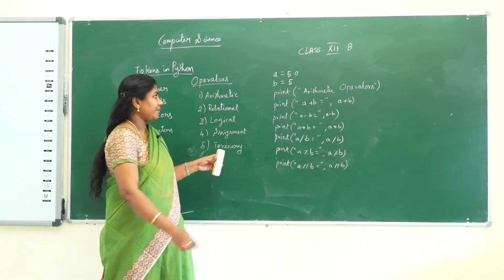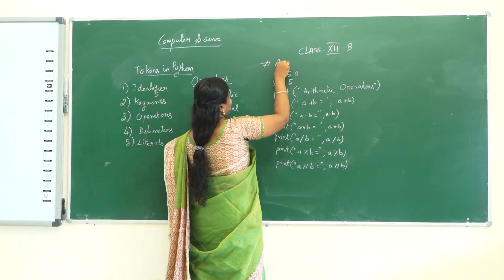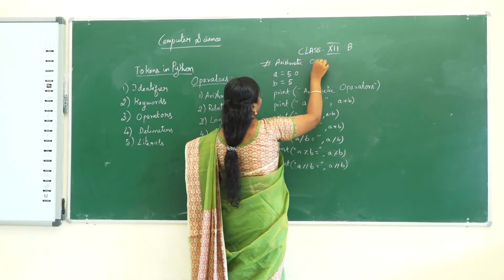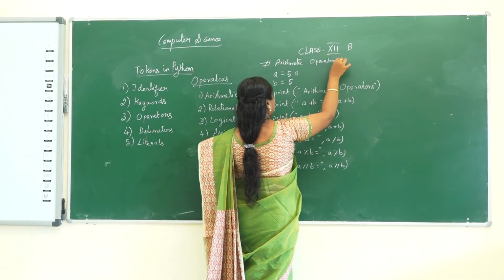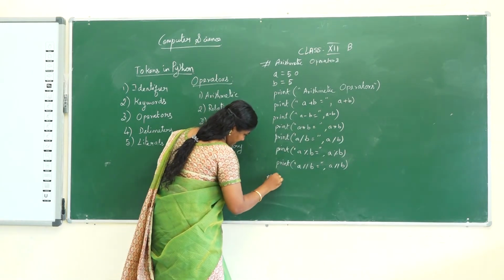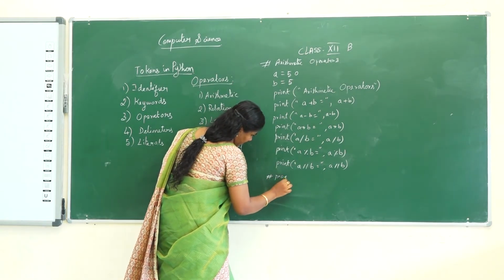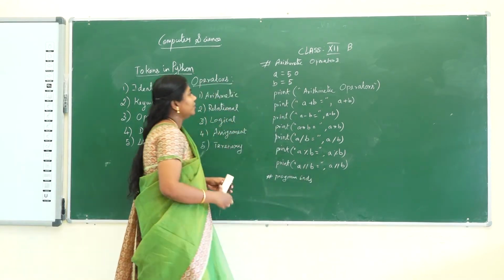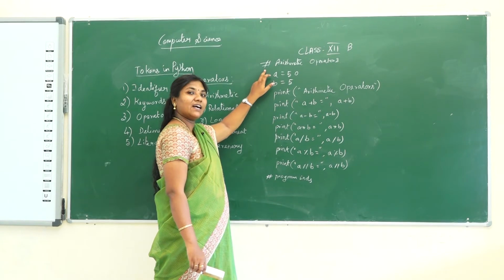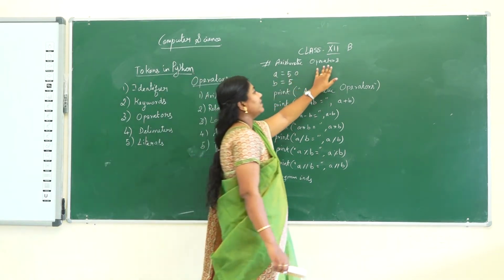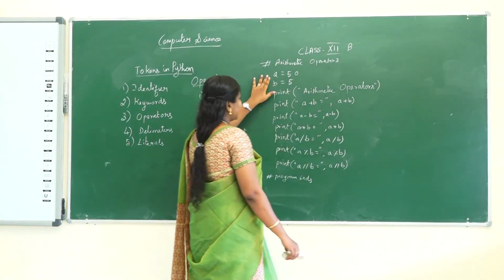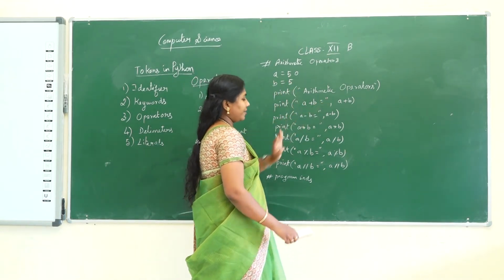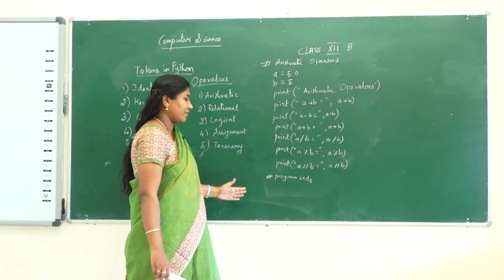So this is the program. What is the hash symbol we are using? It is used as a comment line. Hash is a comment operator, so I am giving the words arithmetic operators here. Next I am starting the program. A is equal to 50, B is equal to 5, print arithmetic operators. So what will be the output for this program? Now we will see.